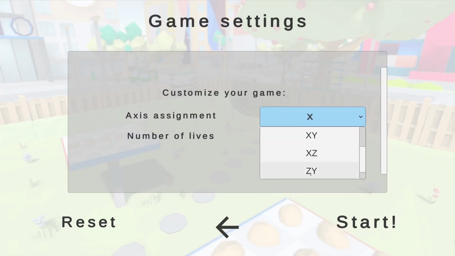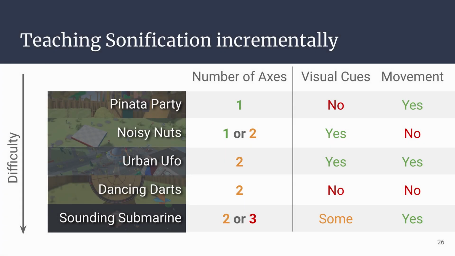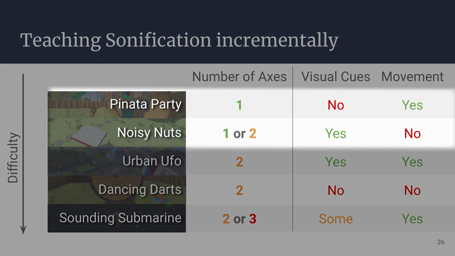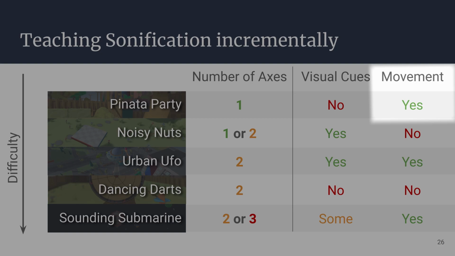Before we move on to the individual games, let's explain how we designed our five games to teach sonification incrementally. Players start off by playing only on one axis at a time and learning what each axis sounds like. We allow the player to move around to try and feel how the sonification changes depending on their own position.